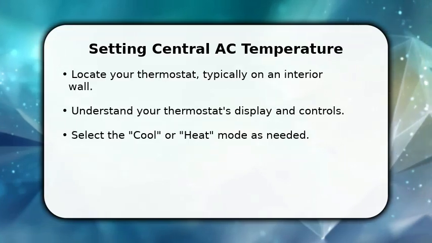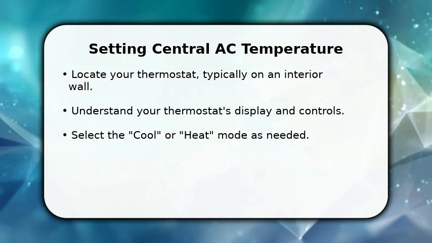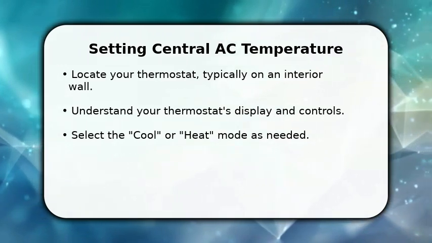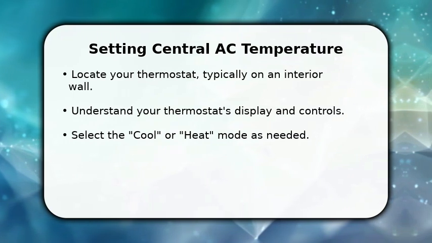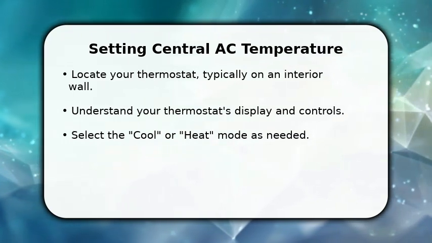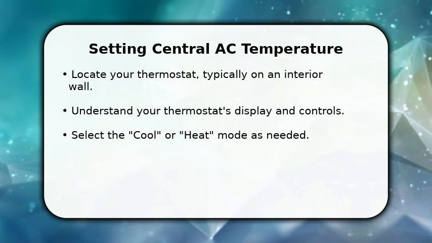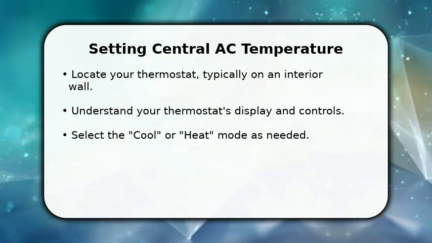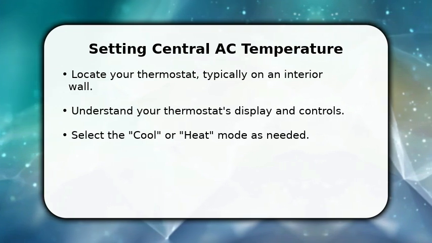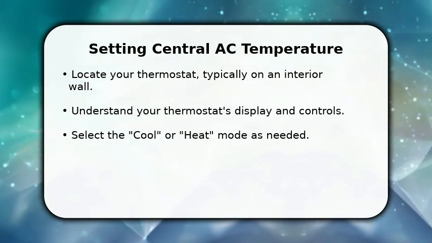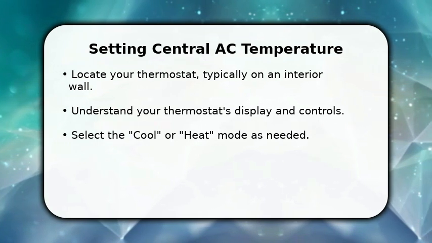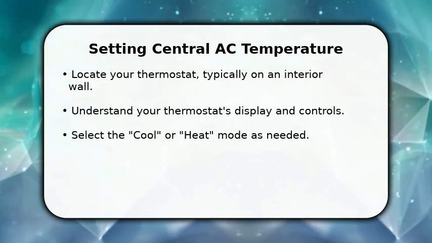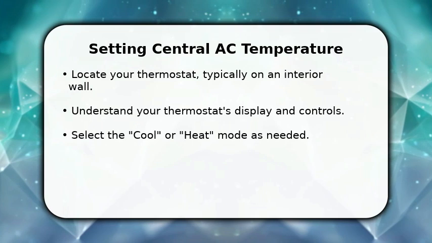In this video, I will explain how to set temperature in centralized AC. First, find your thermostat, usually on an interior wall. Take a moment to familiarize yourself with its display and buttons. You'll typically see options for cool, heat, and off. Choose the mode that suits your current needs, whether you want to cool down or warm up your space. This initial step is crucial for proper system operation.